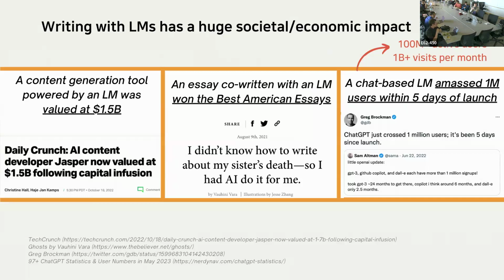And writing with language models have and will have a huge societal and economic impact. And a lot of you, or some of you, have already measured and are looking into that. And here are rather more anecdotal cases. So this one says that an AI content generation tool powered by a language model was valued at $1.5 billion. And an essay co-written with a language model won the best American essays. And then of course, ChatGPT amassed a significant number of users in such a short amount of time. And a lot of us are still using it. And then it shows that there are 1 billion plus visits per month.